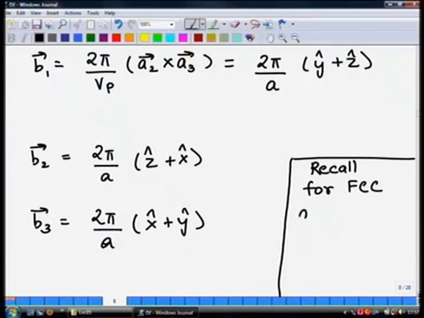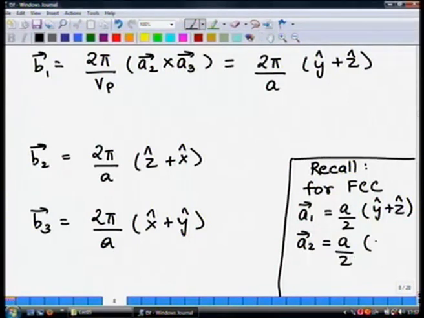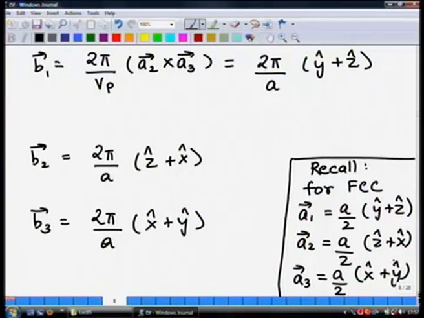For FCC, face centered cubic, we had A1 primitive unit vectors as a by 2 (y plus z), A2 we had as a by 2 (z plus x), and we had A3 as a by 2 (x plus y). These were the primitive vectors for face centered cubic.